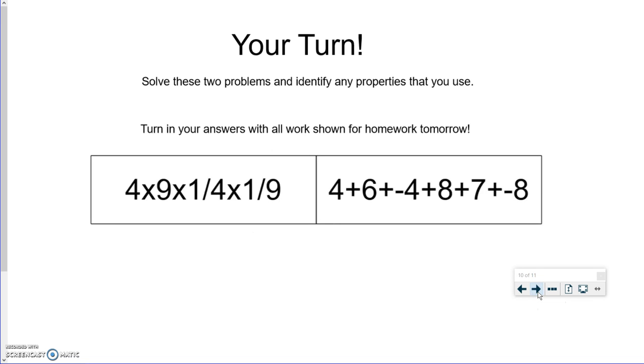Alright, now I want you to solve these two problems on your own and identify any properties that you use. You are to turn in the answers with all the work shown for homework tomorrow. Feel free to pause the video now and work on these and make sure you bring them in.